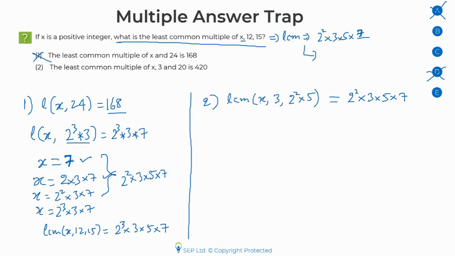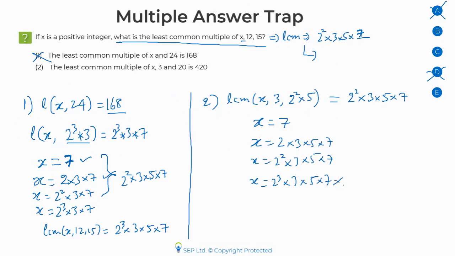So you're saying the LCM of X, 3, 2 square into 5 is 2 square into 3 into 5 into 7, which means what can X be? X has to have a 7 again, but should it only be a 7? Can it be a 2 into 3 into 5 into 7? Yes, it can be. Can it be a 2 square into 3 into 5 into 7? Yes, it can be. But can it be a 2 cube into 3 into 5 into 7? No, it can't be. Because then the LCM would not be 420.